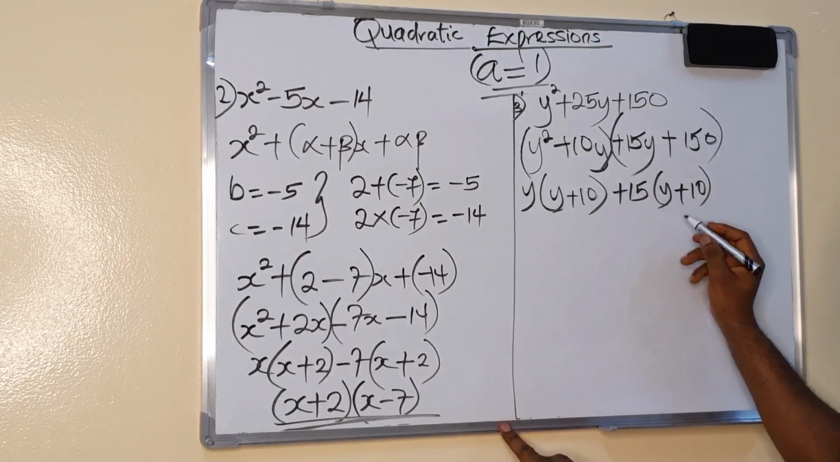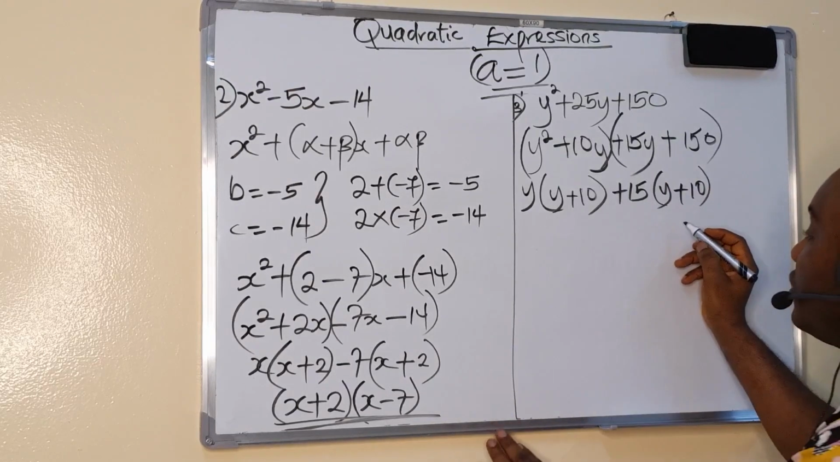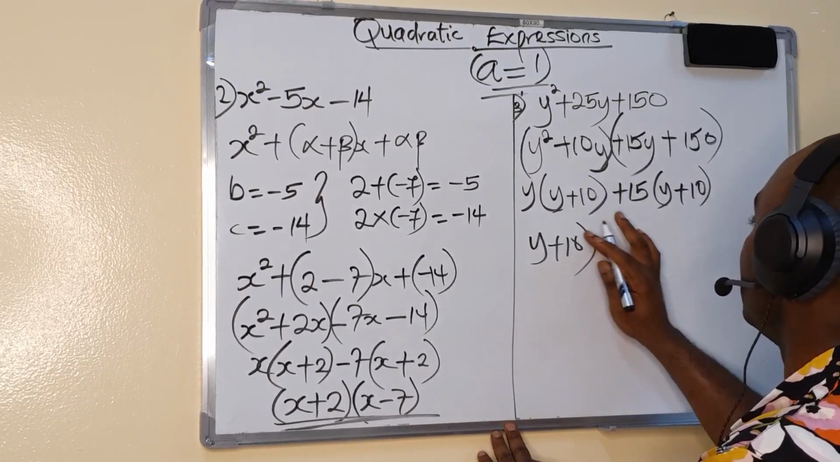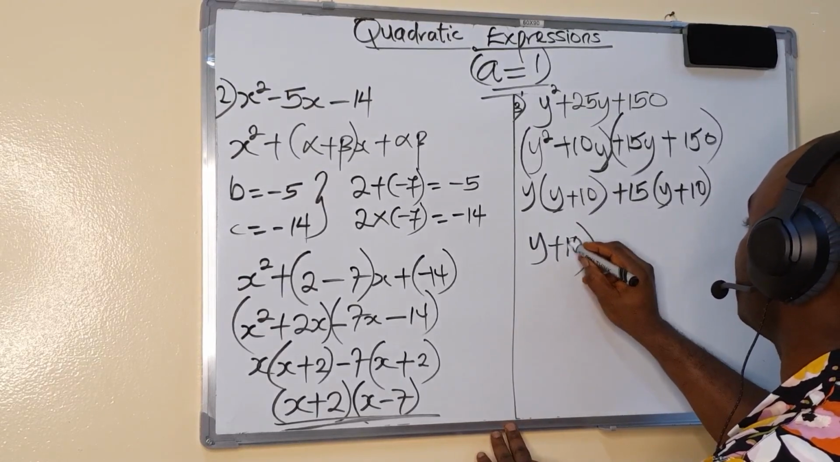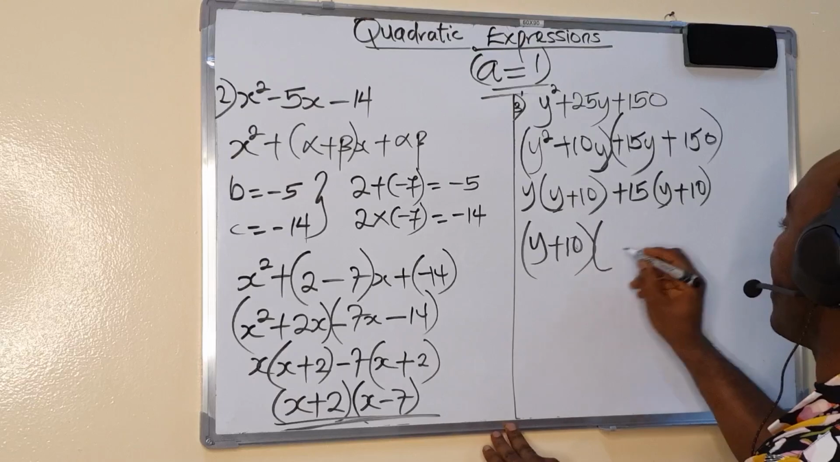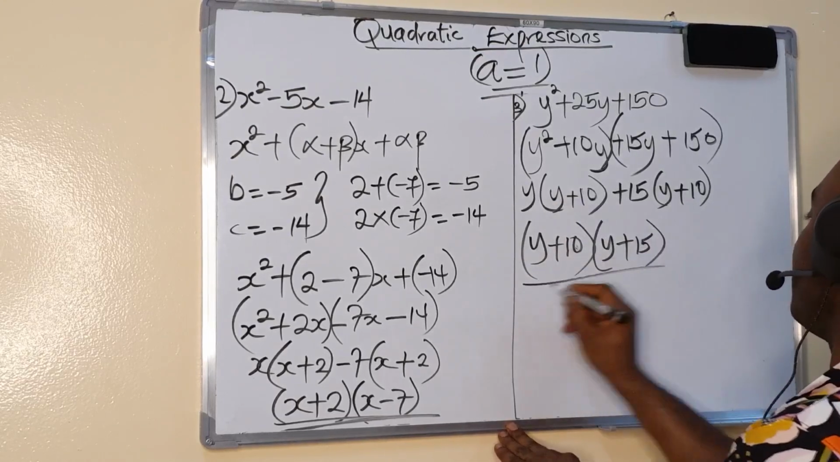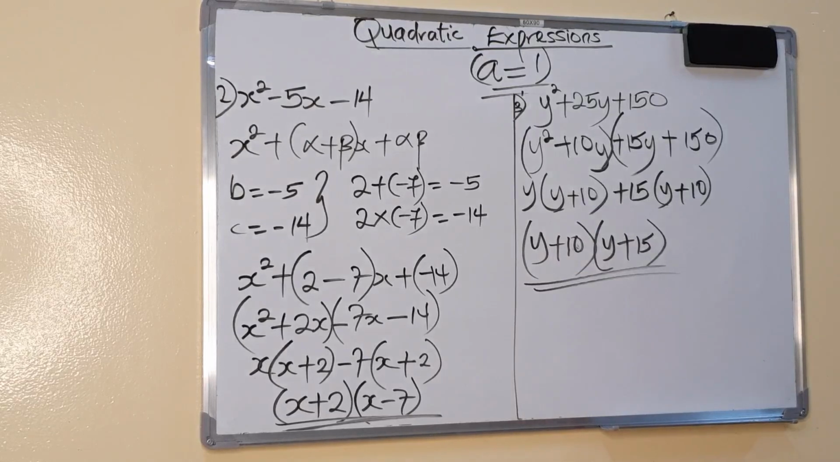So when the brackets are the same, it simply means that they are common. Hence, you pick one out as a way of factorization. Y plus 10 is taken out or factored out in one bracket. What is remaining is y plus 15. This is our final answer when y squared plus 25y plus 150 is factorized. This is how easy it is.